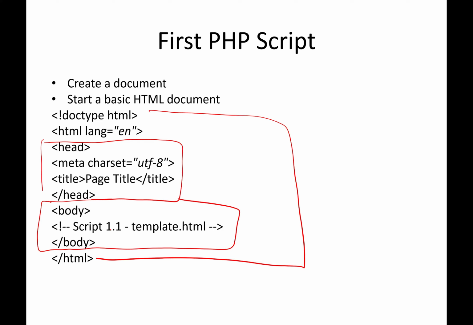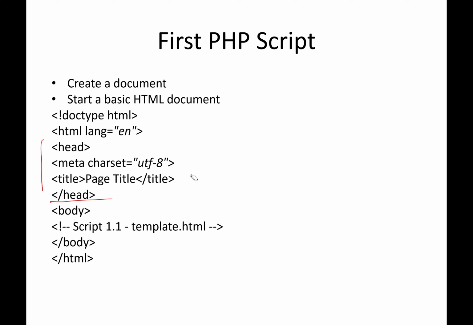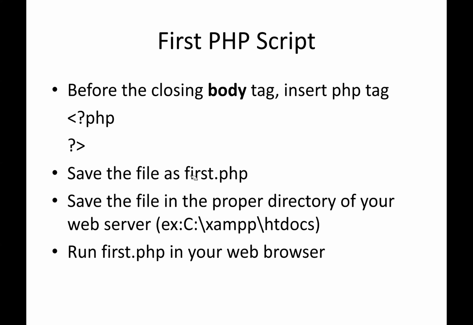Okay, so we start with an HTML file. And then inside that HTML file, before the closing body tag, we have to insert this part. So this is the PHP block. And we can now save the file as first.php. And then we can run it. So let's take a look.